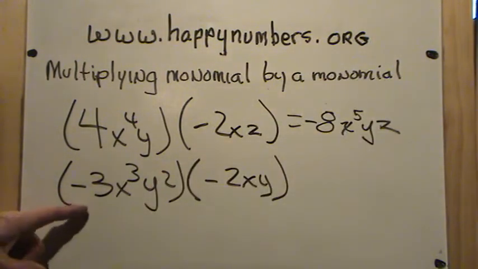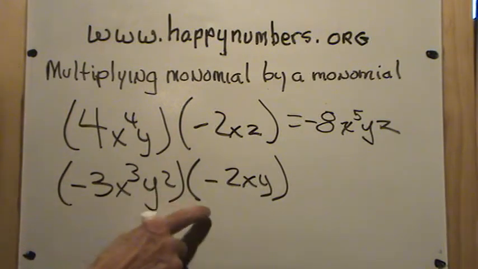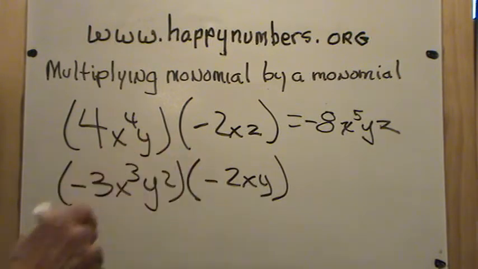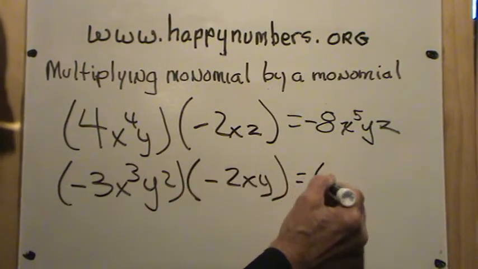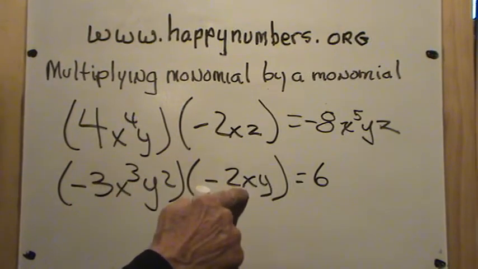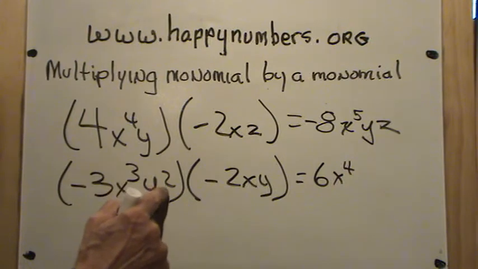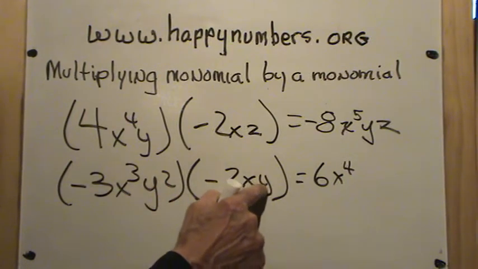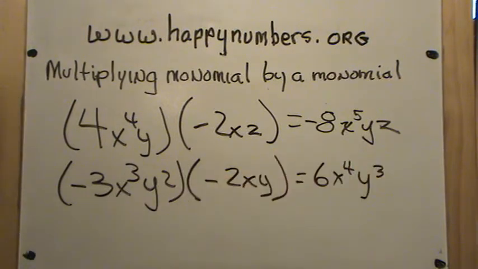Let's take this one. Negative 3x to the third y squared times negative 2xy. Well, I multiply the coefficients first. Negative 3 times negative 2 gives me positive 6. x to the third and x to the first gives me x to the fourth. y to the second times y to the first gives me y to the third. Good. Let's take a look at a couple more.